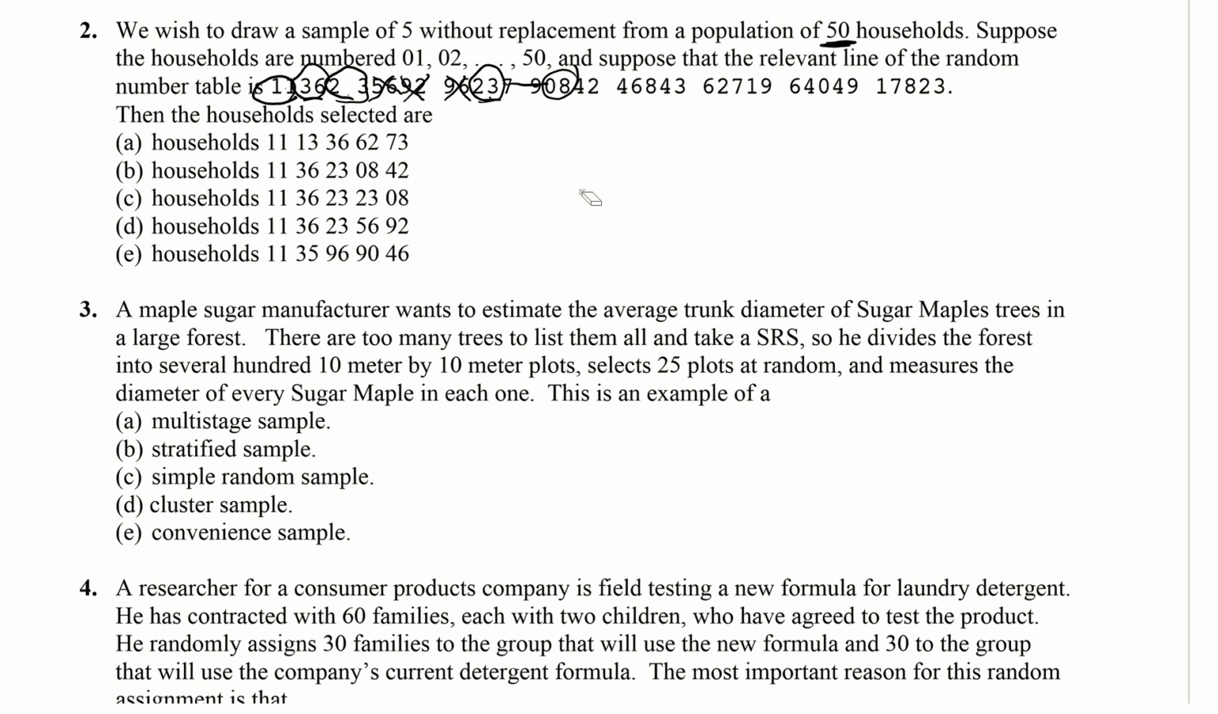Oh, excuse me, 23 is a repeat, so we actually technically have to ignore 23 as well, because that's a repeat. I forgot about that. So we got 08, and then we got 42 right here. So that's 1, 2, 3, 4, 5 households. That's 5. So 11, 36, 23, 08, and 42. That looks like this one right here. So the answer is B.